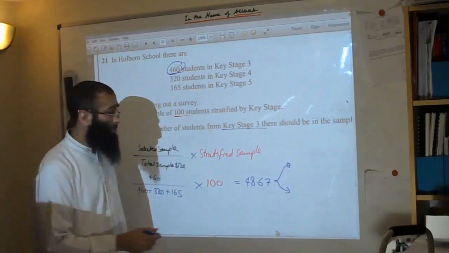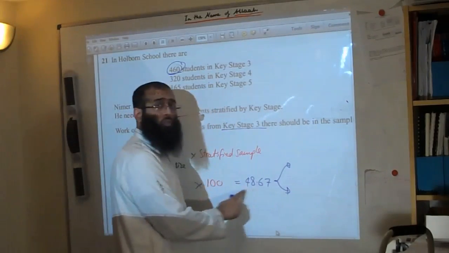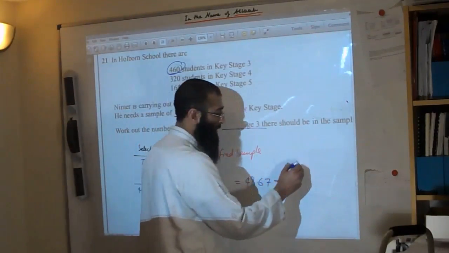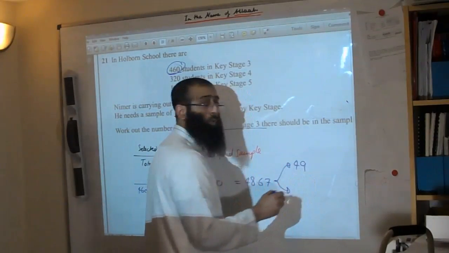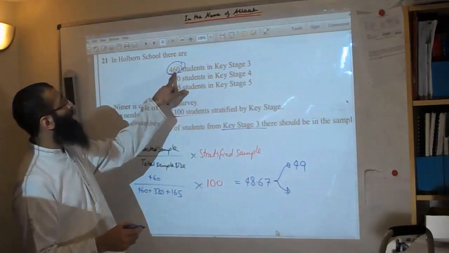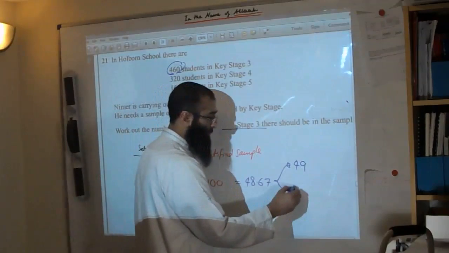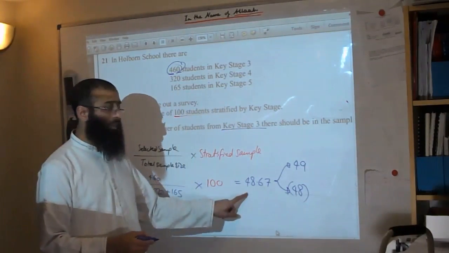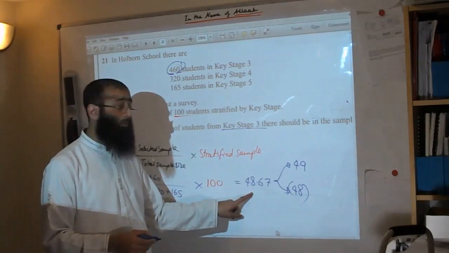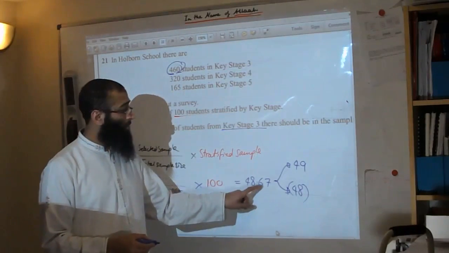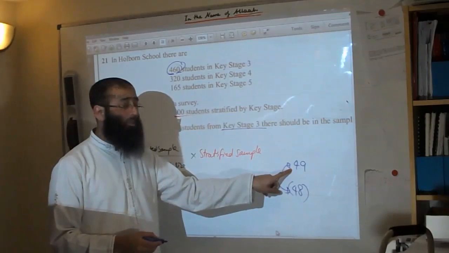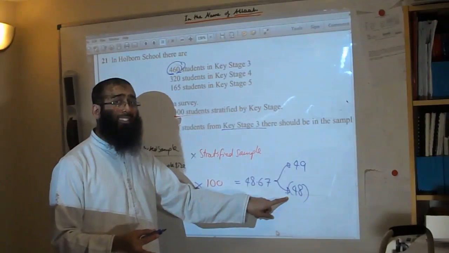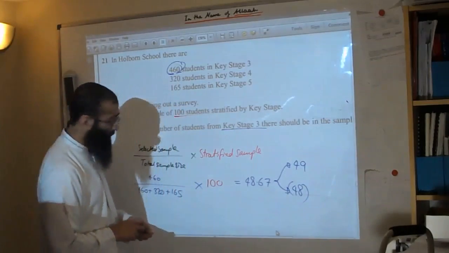Now, let me give you a bit of an examiner's tip here. Normally, students will round this off to the nearest whole number, 48.67 people. So 49 would normally be the answer, which is how many people you can pick from key stage 3. But 48 is also an acceptable answer for this type of question. We can also round it down, even though it's more than halfway. So in the mark scheme for this type of question, 49 is the answer, but 48 is also a perfectly acceptable answer as well. Okay, let's move on to the next question.